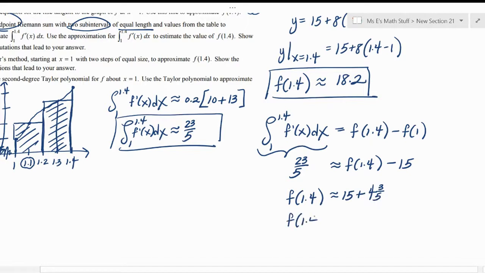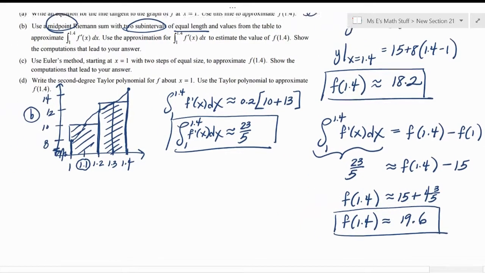So I would get that f of 1.4 is approximately 19.6, I suppose, or 3/5 or whatever. There we go. All right.